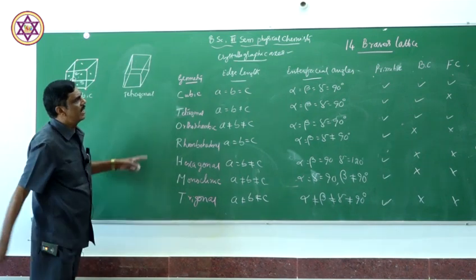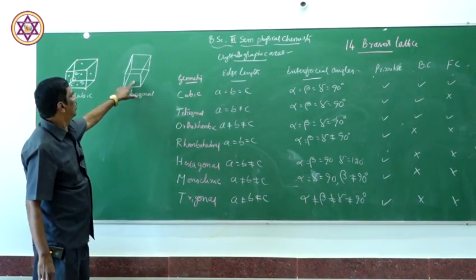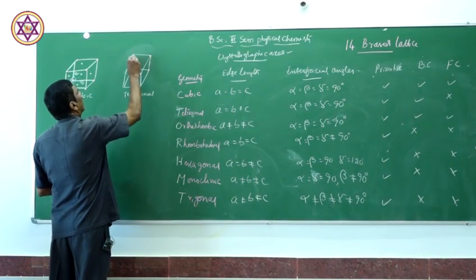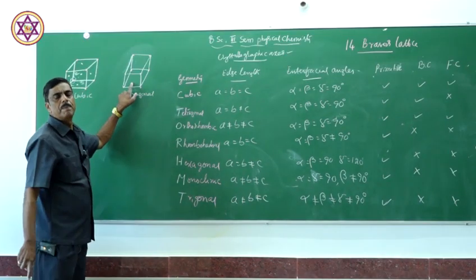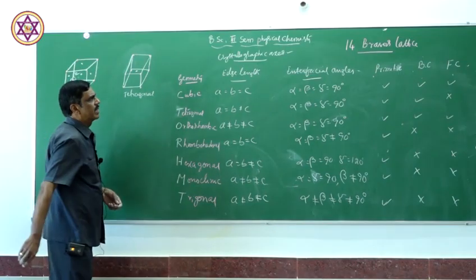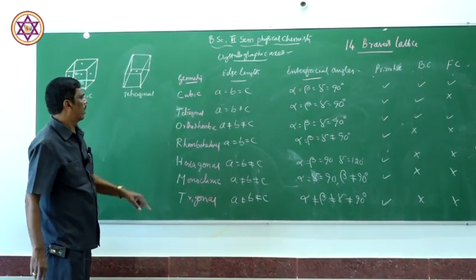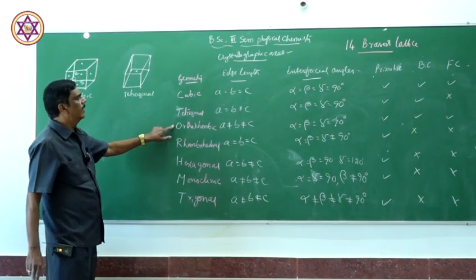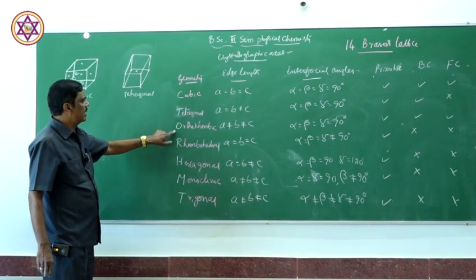In this tetragonal lattice, there are only 2 types: primitive cell and body centered. In the primitive cell, there are again 8 atoms at the corners. In case of body centered tetragonal, there is one atom at the center. So, only 2 types in case of tetragonal. In case of orthorhombic, all the 4 types of Bravais lattice are there.